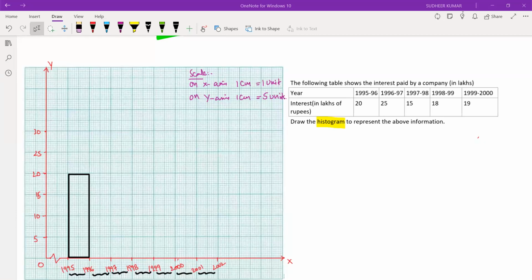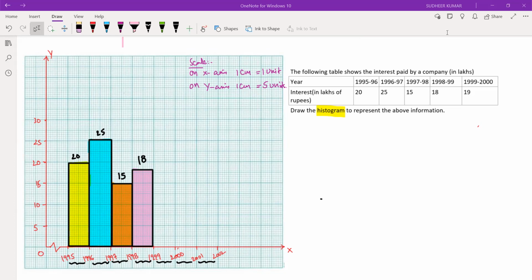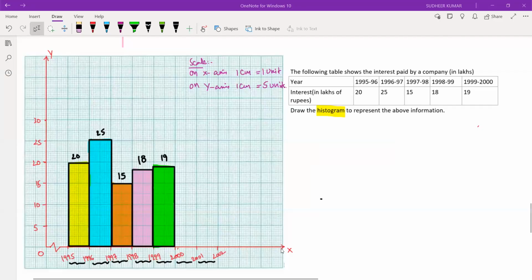This is the first bar. So this is the second bar. If you observe, there is no gap between the bars. And this is the fourth bar. And let's go to the last bar, then the histogram is constructed. You can draw the histogram of the given data. They are completed. So this is the required histogram of the given information.